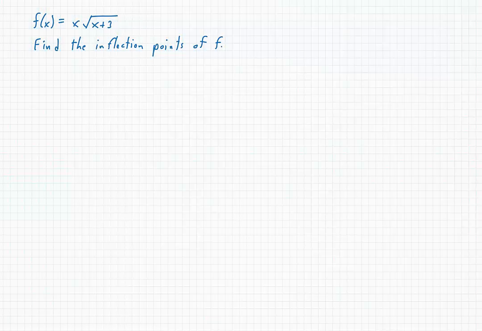Given the function f of x is equal to x times the square root of x plus 3, we're asked to find the inflection points of f. So the first thing I'm going to do is rewrite this function. I want to think of it as x times (x plus 3) to the 1/2 power. And since I have a product of two things, I'm going to need the product rule.